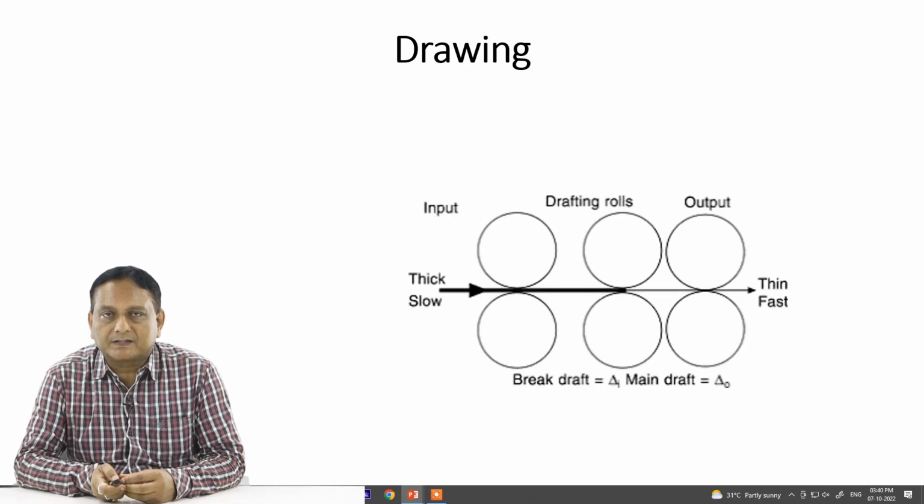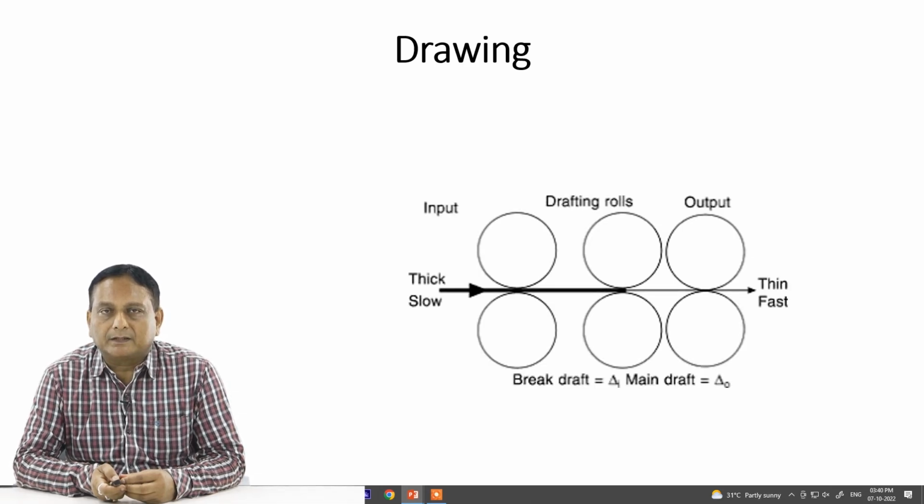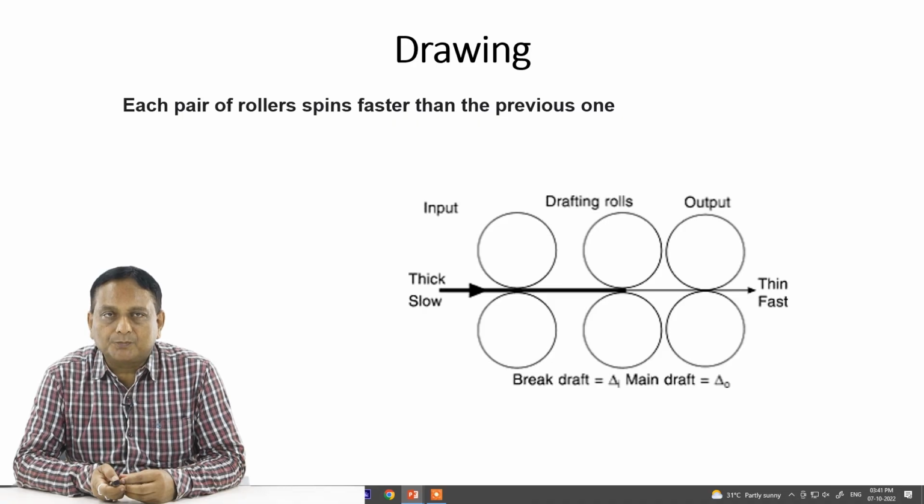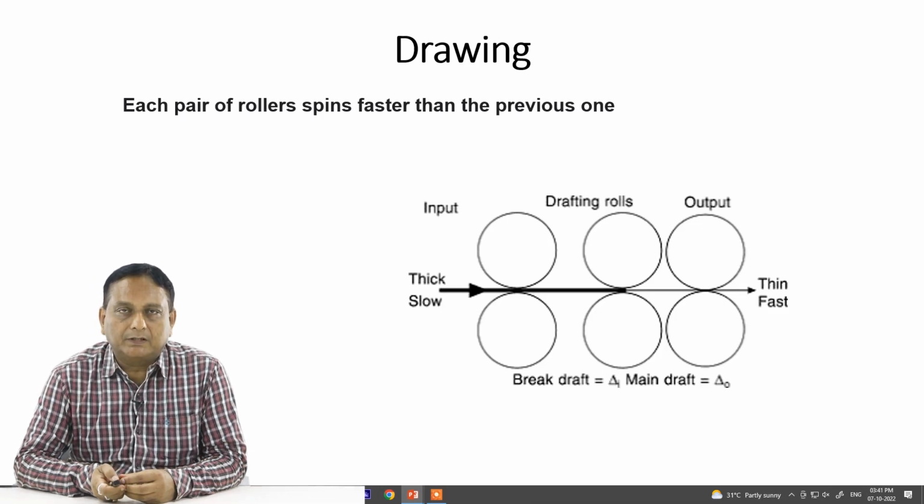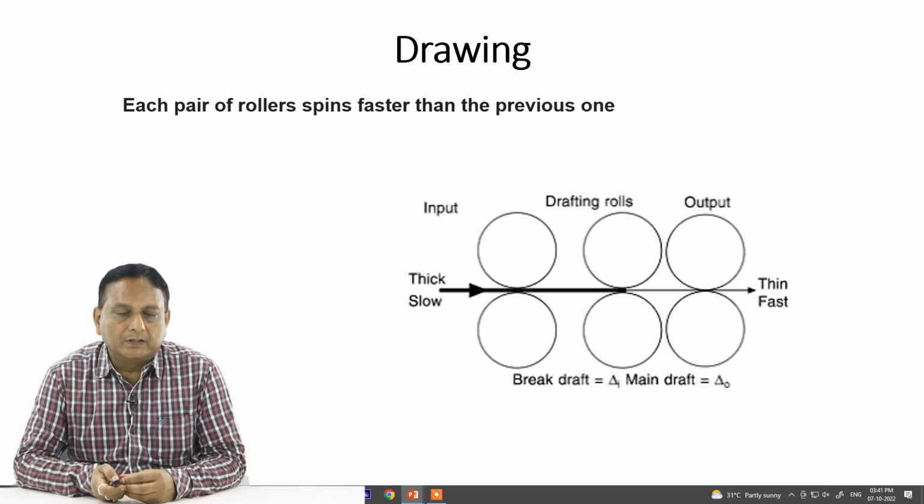Now, the schematic view shows how the drawing operation works. First the assembly of fibers is thick with slow movement, and finally it becomes thin and the output gets faster. So each pair of rollers spins faster than the previous one. That is the main objective of drawing. Then only the drawing operation will take place.